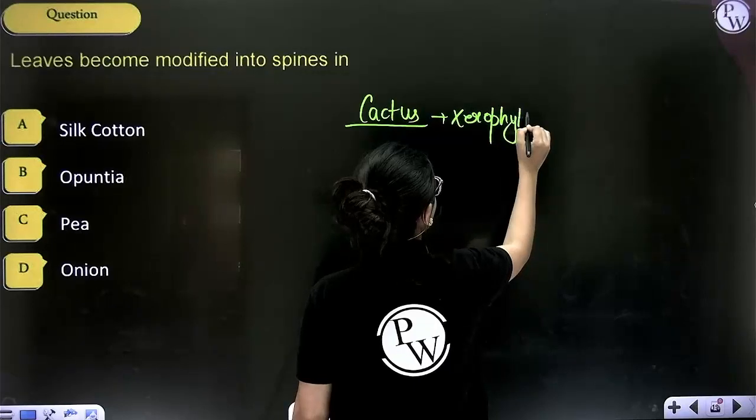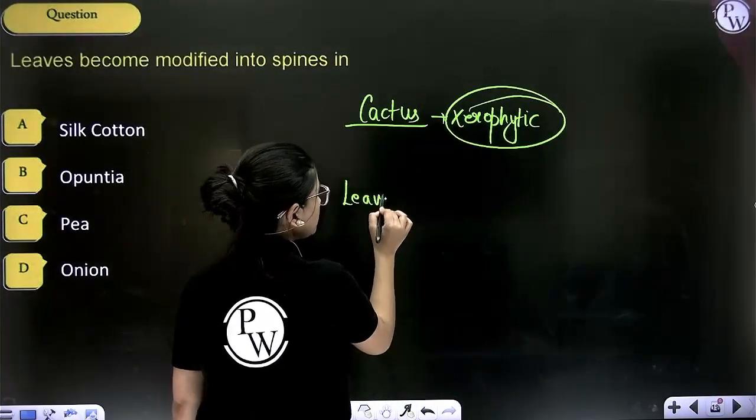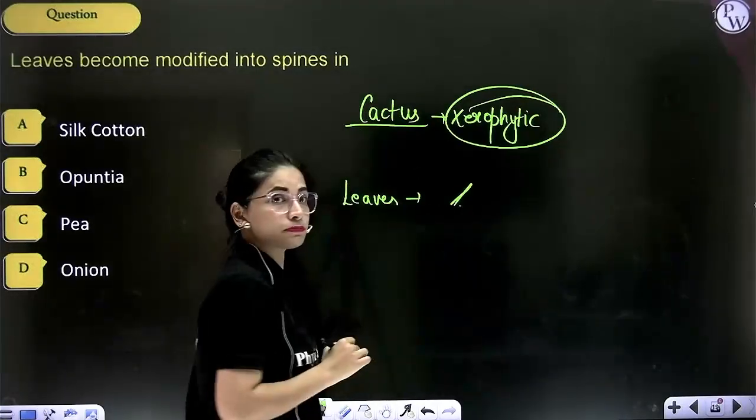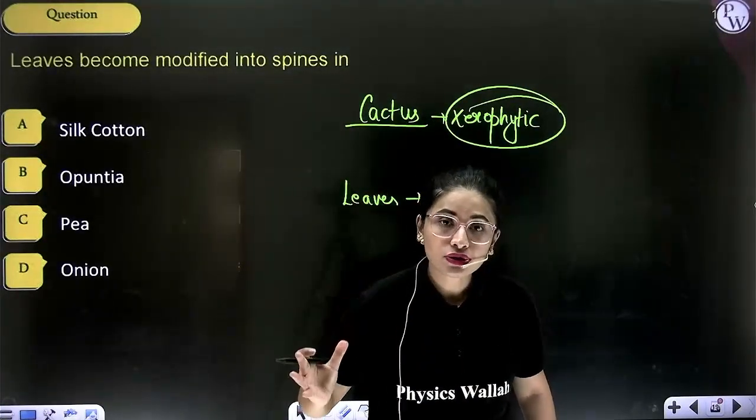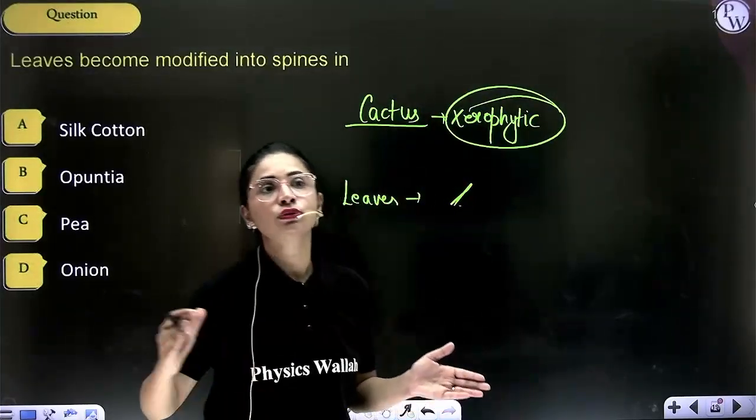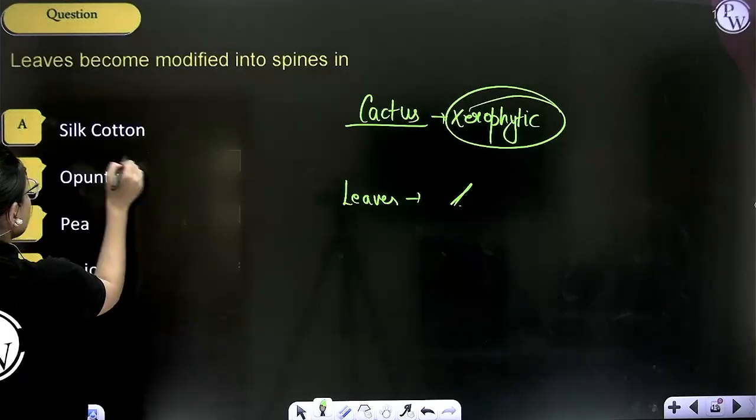Beta, basically these are xerophytic plants. So the leaves are reduced into spines. Why? To control loss of water due to transpiration. The other name for cactus is opuntia.